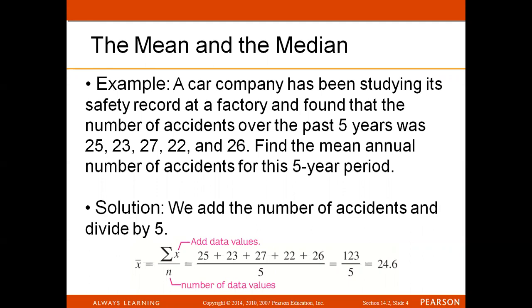Solution. We add the number of accidents and divide by 5, the number of years. x bar equals sigma x divided by n. We add the data values and divide by the number of data values. So we sum 25, 23, 27, 22, and 26 to get 123. As we divide by 5, we get 24.6.